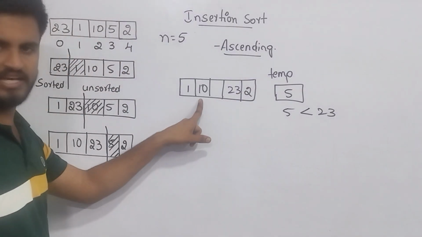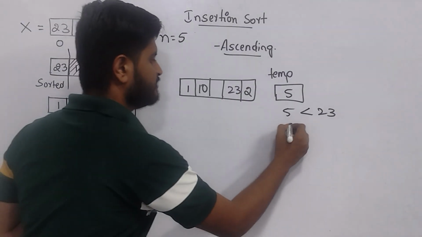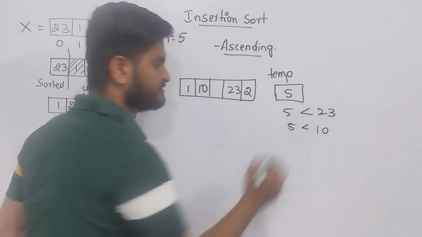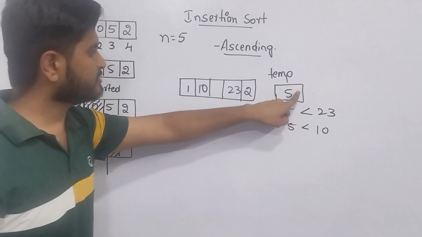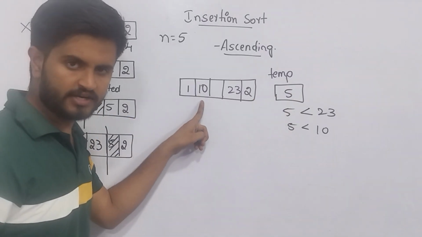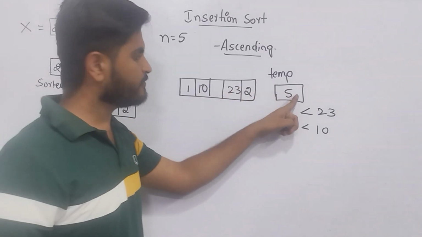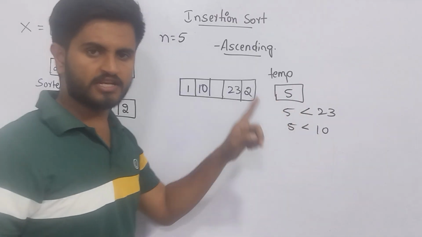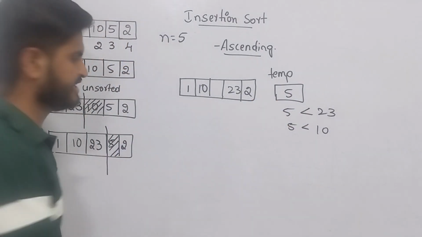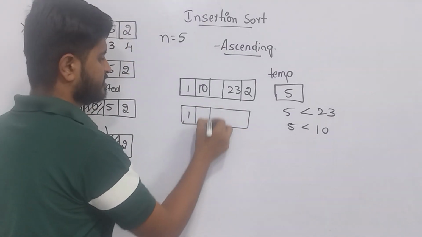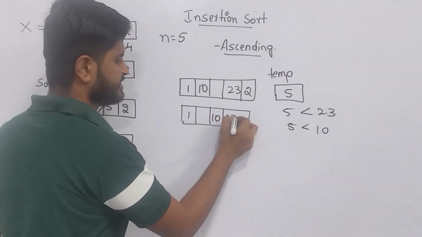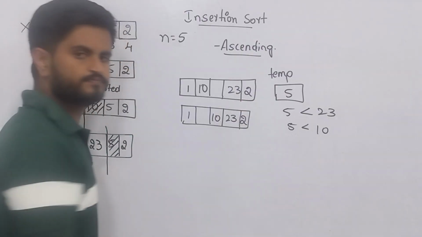Now compare with the 10. If you compare 5 and 10, 5 is less than 10. If the value in the sorted sublist is greater than the value in the temporary space, then you must shift the value one bit right side. So 1 will be same, 10 will be shifted here, 23 and then 2.